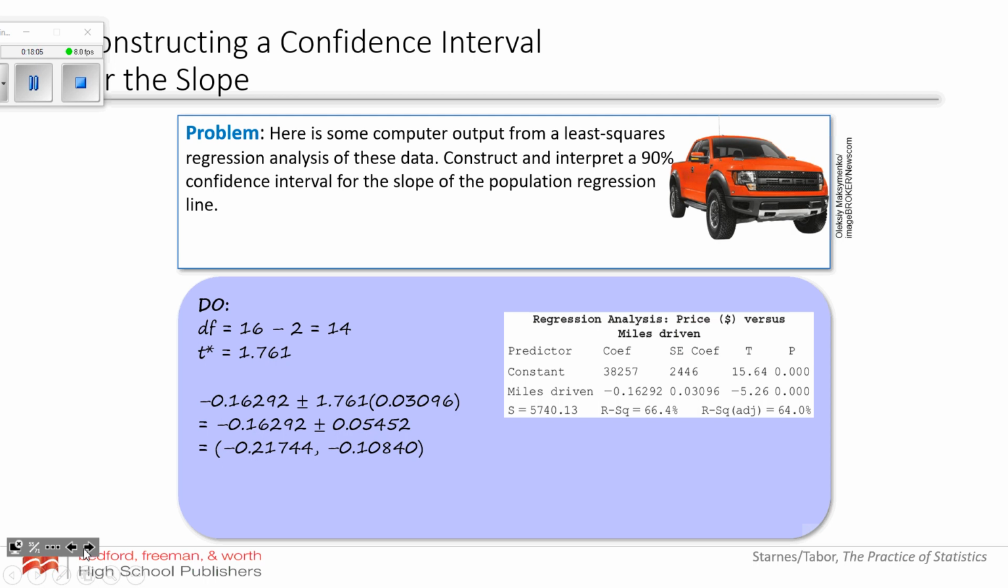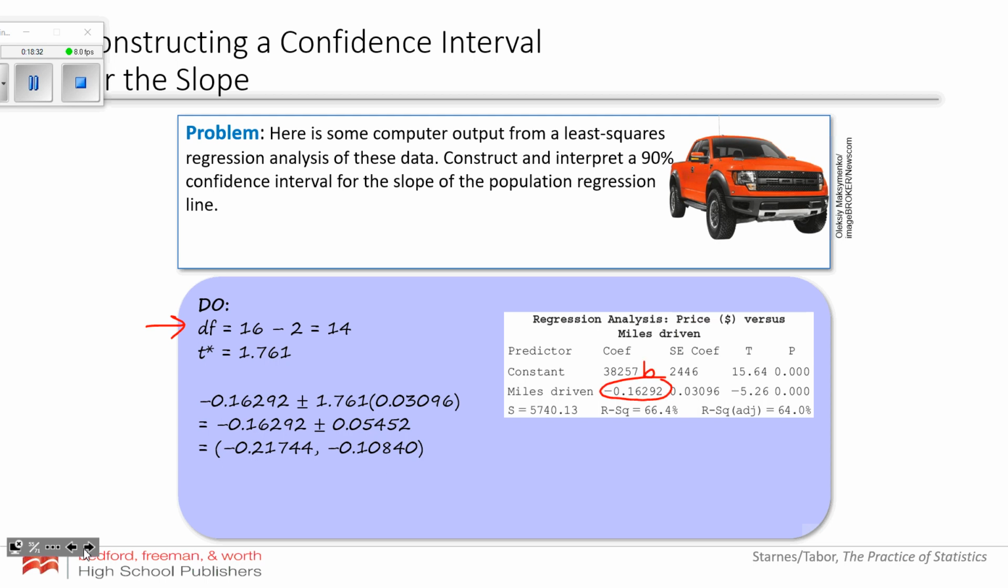Degrees of freedom, we said, is n minus 2. There were 16 trucks, data collected on 16 trucks, right? So do you guys see this? Degrees of freedom is 14. You with me? All right, so a confidence interval is the statistic. If I look over here, where's the statistic? Where's the slope? Yeah, that's this thing right here.